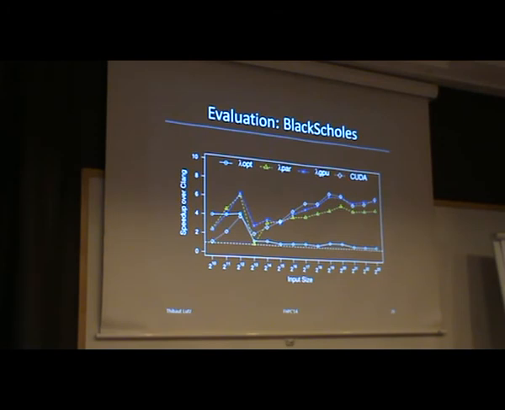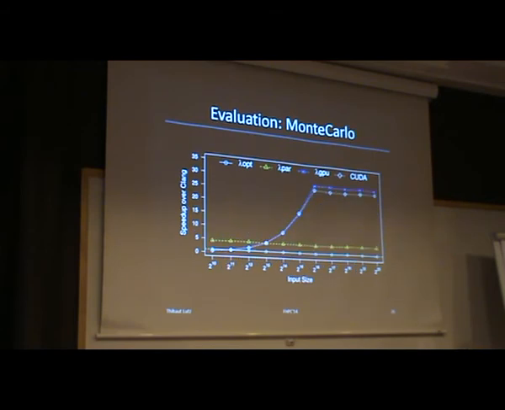The second one, Black-Scholes, is an example where it's not really clear which target is best. So we have decent speedup, 4 to 6x, for all of the execution targets. So if you buy a slightly better GPU, you want to use the GPU. If you buy a slightly better CPU, you want the CPU. So this shows the importance of the ability to switch between targets very quickly.